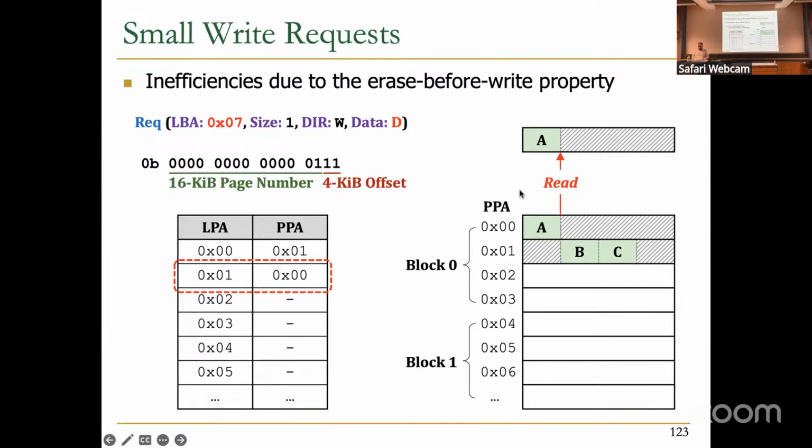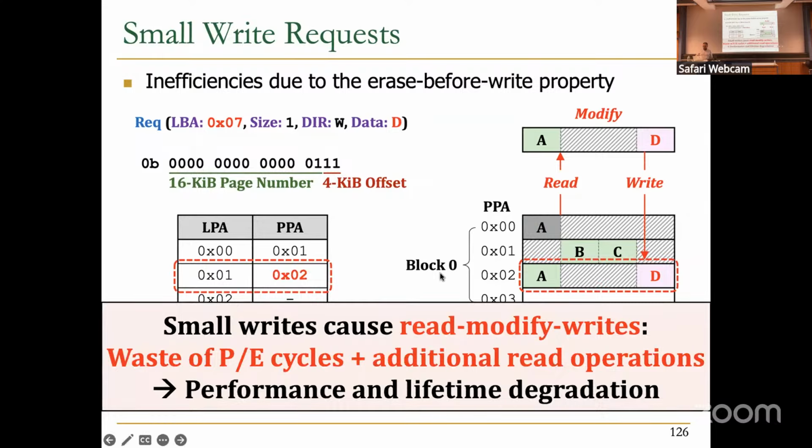We need to read A to the DRAM, and then we modify it with the data D, and then we write the whole page again on a separate page address. So that's the procedure we need to do if we don't use fine-grained mapping. So far I'm saying that we are using this mapping, which is not fine-grained. You're going to do it like that. That small write is called read-modify-write, because you read, you modify, and then write, which wastes P/E cycles plus an additional read operation, and in the end causes performance and lifetime degradation.